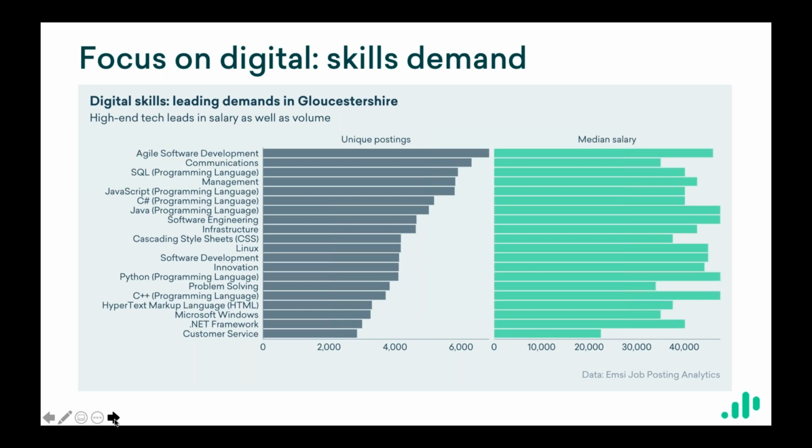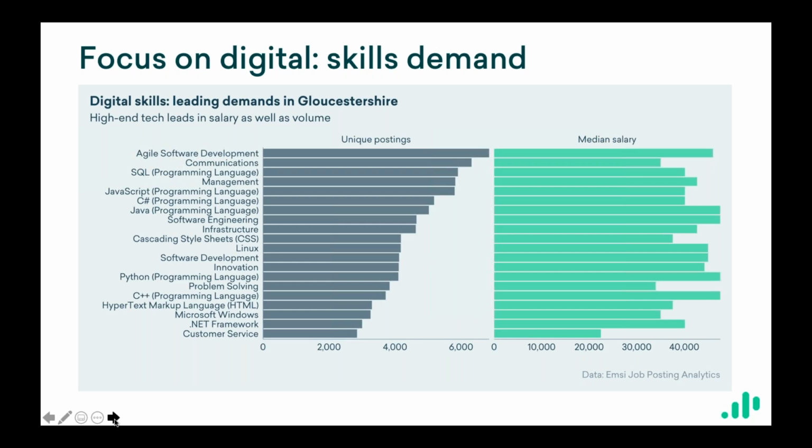But then you've also got the programming languages there, so SQL, JavaScript, C#, Java, and then further down C++ and Python. As well as the posting numbers, we've also put the median salary for those skills. So rather than looking at the median salary across all the postings, we just look at those that mention those skills. As you can see, there's a bit of variation here.